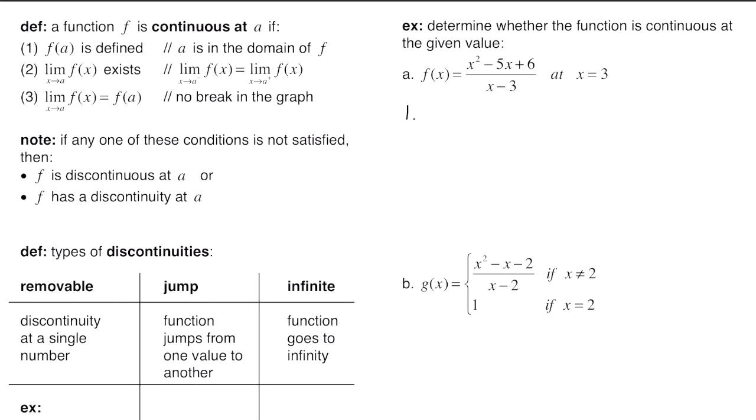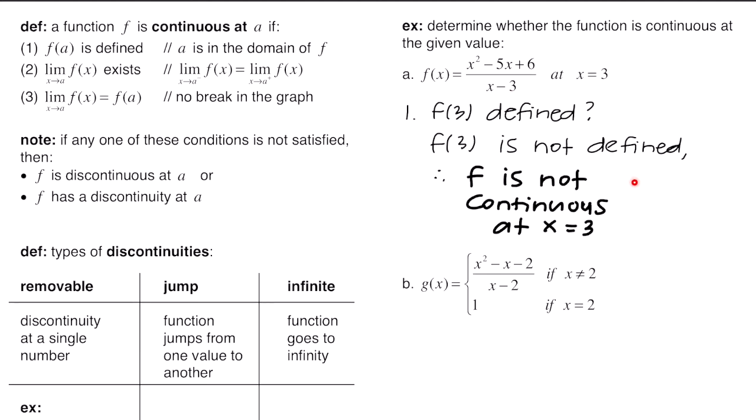So we're going to start with the first one. We're going to check, is f of 3 defined? So right away you can see that if we plug in 3 for x in the denominator, you'll get 0 on the bottom, which will make this not defined. And because the first condition of the definition of continuity is not satisfied, we say that f is not continuous at x equals 3.